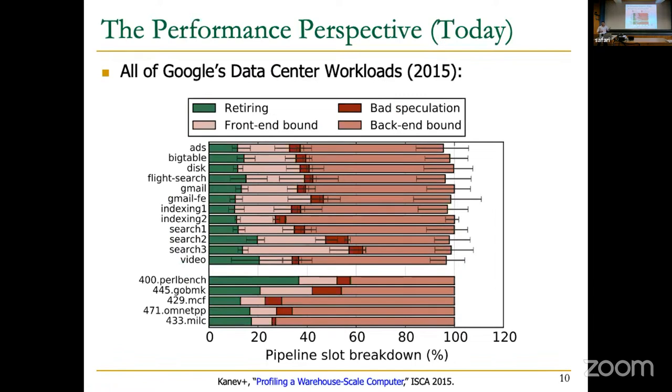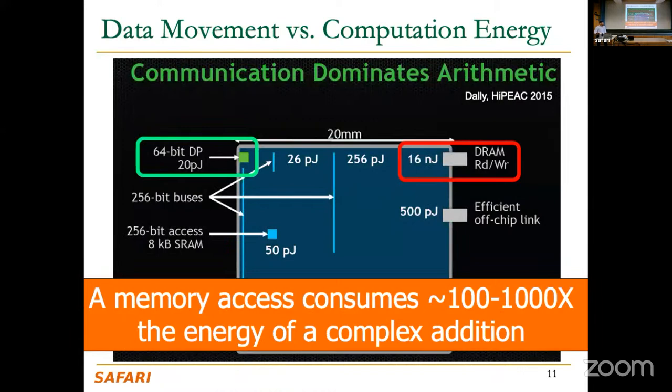This is a slide that was already in a previous lecture. You might recall this. This is work from Google data centers. They profiled their data centers and the key applications there. And they saw that a great part of the time, that particular application is just waiting for data to be moved from DRAM, from flash, into the CPU cores for computation. And this happens because a memory access consumes not only a lot of latency, but also two to three orders of magnitude more energy than doing an addition, for example.